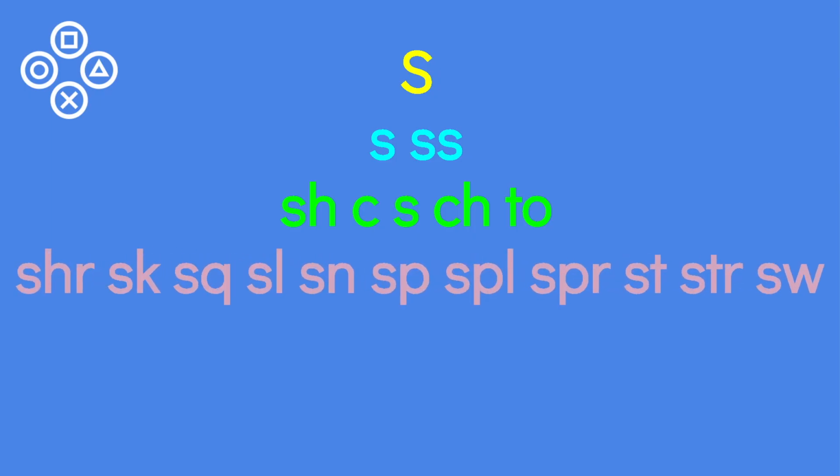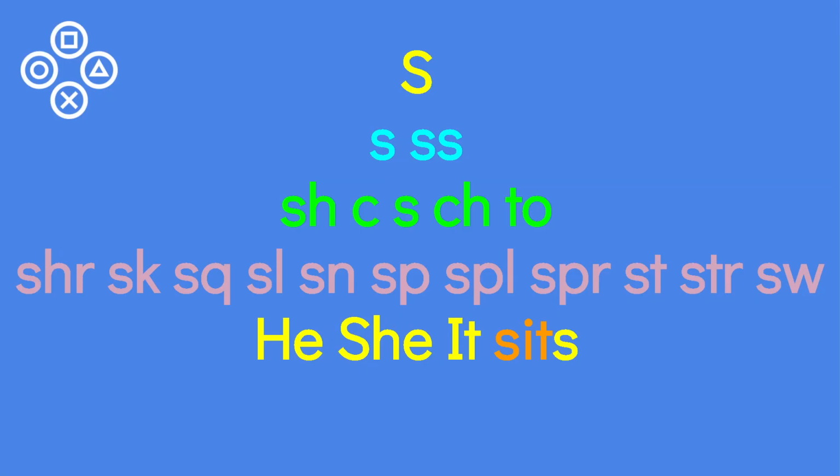Lots of spellings there. Okay, so just to review, S, and that makes an S sound. Two ways to spell that. Then we have the sh sound, which has a variety of different spellings. And then here are all the blends, which all make different sounds. Shr, sk, squ, sl, sn, sp, spl, spr, st, str, sw.